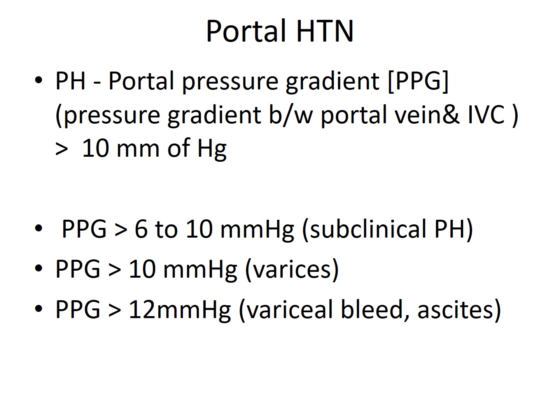When PPG is more than 6 to 10 millimeters of mercury, there is subclinical portal hypertension, that means there are no clinical symptoms. PPG more than 10 millimeters of mercury, the varices occur, that is engorgement of the vessels occurs. And PPG more than 12 millimeters of mercury, variceal bleed occurs, and then the child may also have ascites.